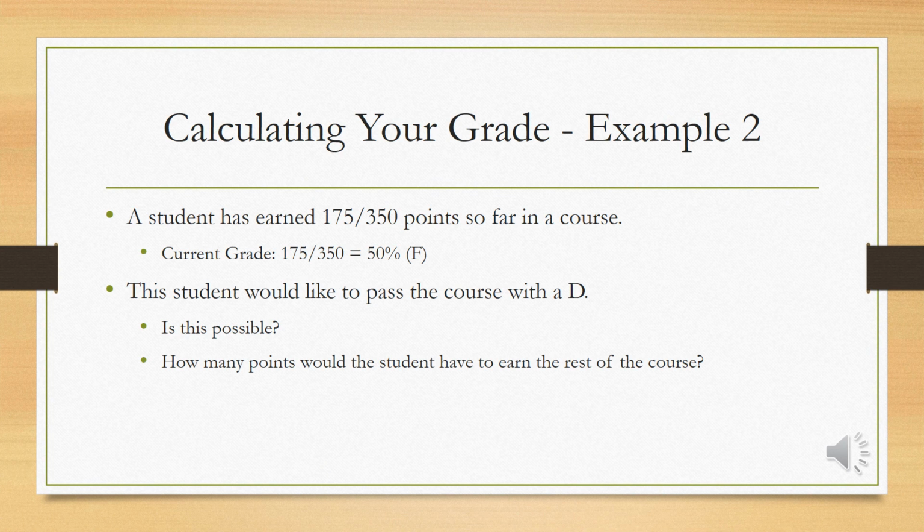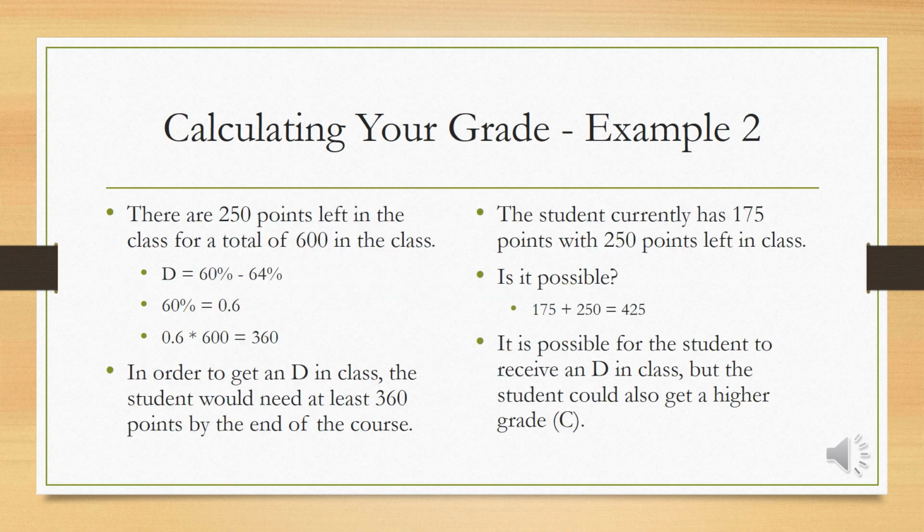A student has earned 175 out of 350 points so far in a course, which is a 50%, which is an F. The student would like to pass the course with a D. We will find out if it is possible and how many points they must earn in the rest of the course. There are 250 points left in the class, which means there is a total of 600 points.